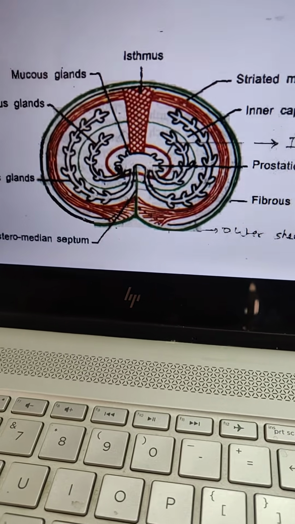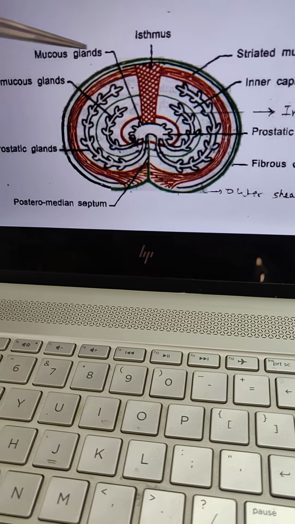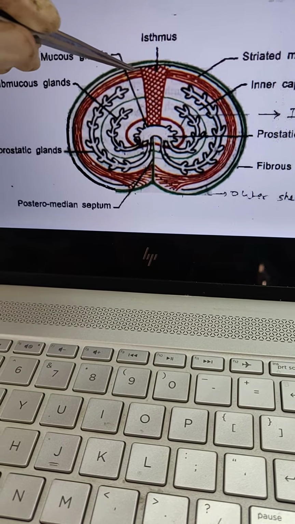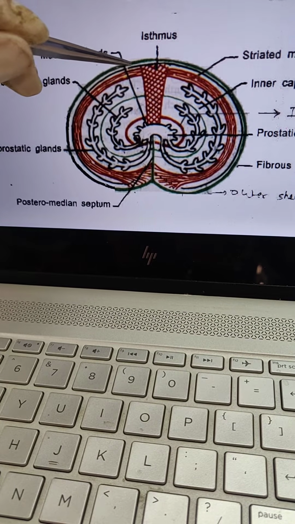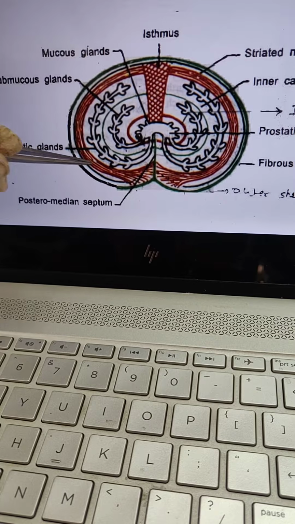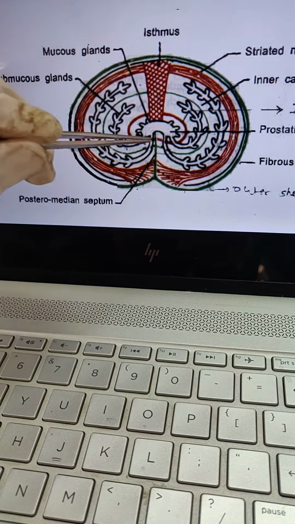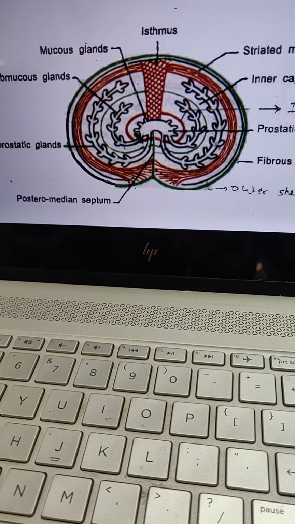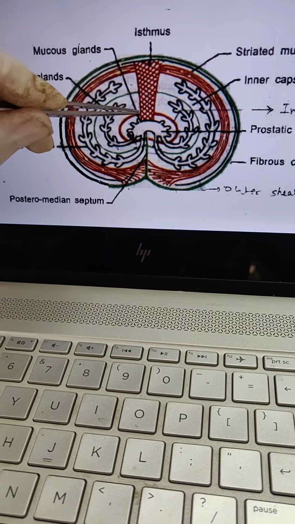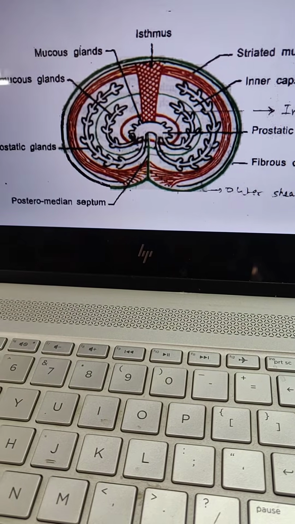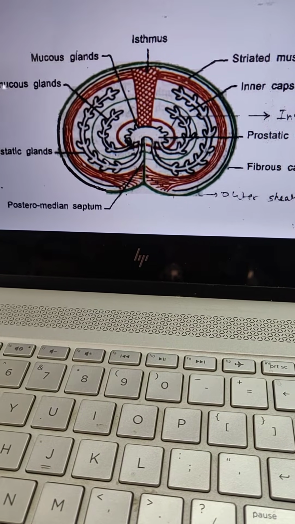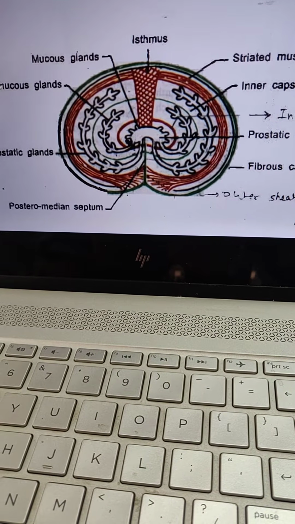Muscular tissue is arranged into two groups. The outer group consists of smooth muscles, and it is a continuation of the detrusor muscles. This is the outer group on both sides, and the inner sheet is around the urethra. This is the inner sheet of muscle. It is a very thin layer of muscles around the urethra.